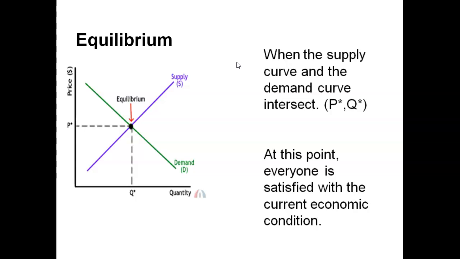So what is equilibrium? Equilibrium is where the supply curve and the demand curve intersect, point P and point Q. At this point, it's believed that everyone is satisfied with the current economic condition, and so we will have equilibrium. The supply that producers are willing to make and the demand that people have based on this price are at a point where everyone's in agreement.